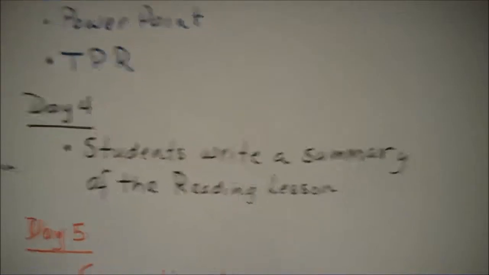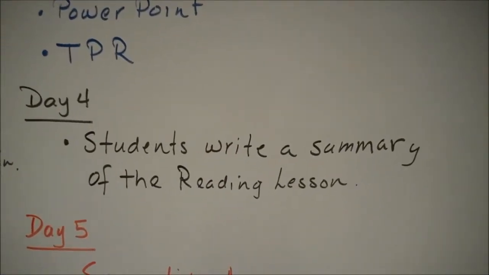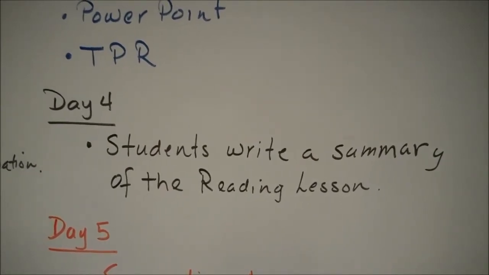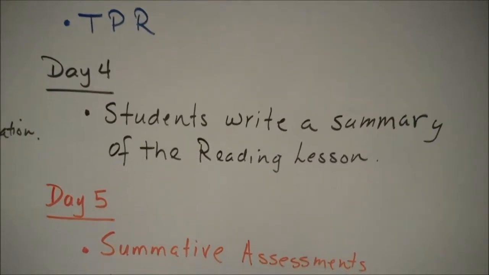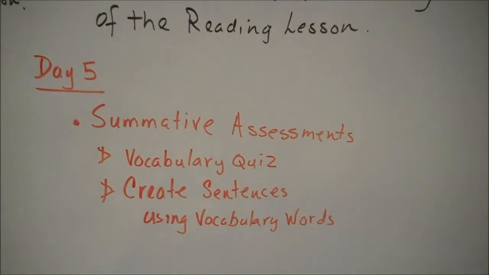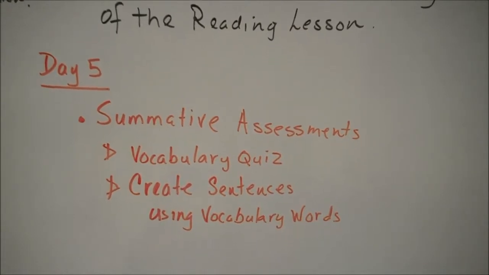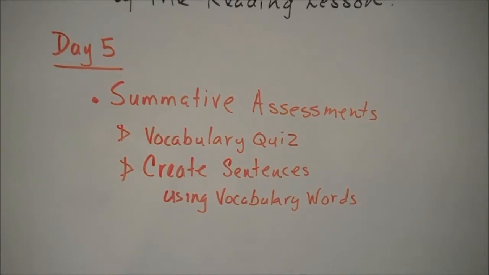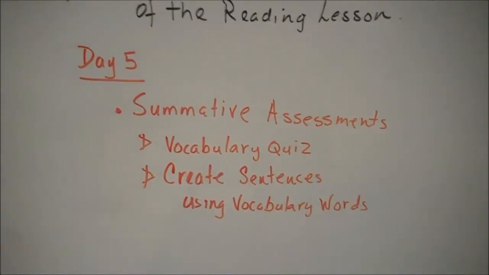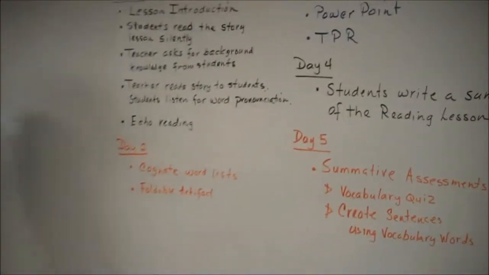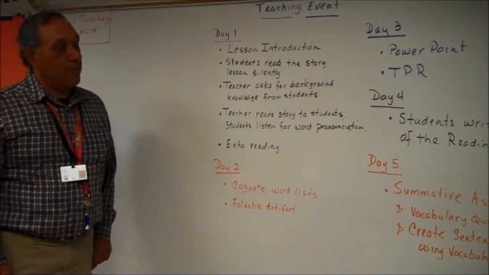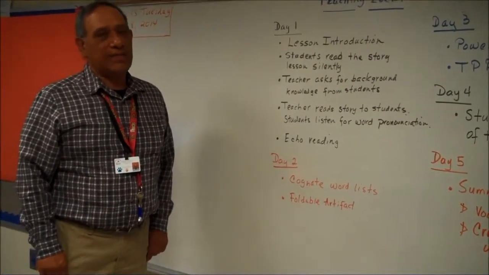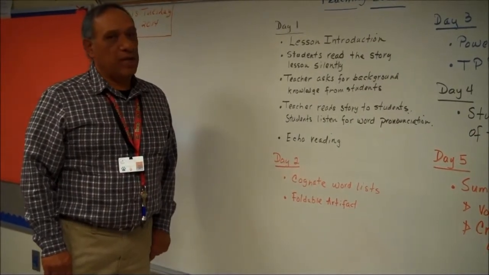On day 4, my students write a short summary of the reading lesson, and they try to write as many vocabulary words in their summary. And on day 5, which is my summative assessment, I do a vocabulary quiz, and then we create sentences using vocabulary words. This is perhaps the highest level on Bloom's taxonomy, creating their own sentences, which for very low English speakers is quite a challenge for them.